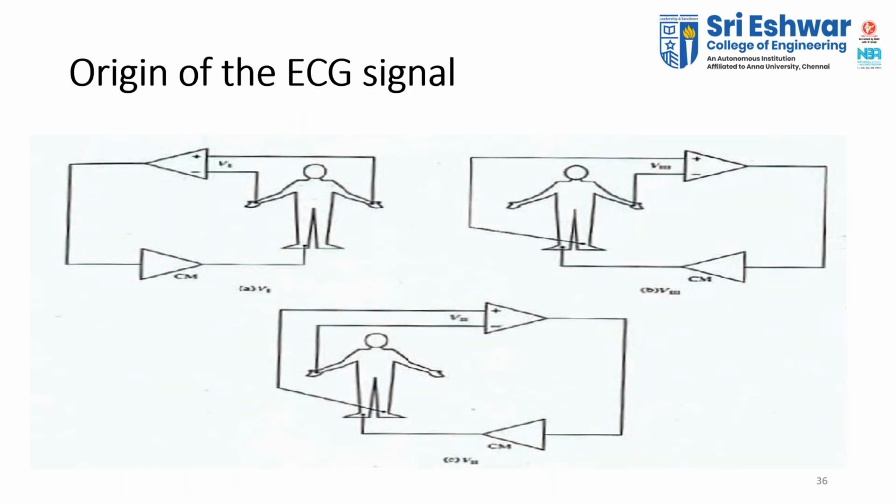This is the origin of the signal. Can you look at the diagram? Here you have two hands, one leg, and here we have 2 legs, 1 hand. Everything is connected to the amplifier and common mode rejection ratio. High common mode rejection ratio reduces noise. The amplifier increases or strengthens the signal. This is one of the methods of placing electrodes.